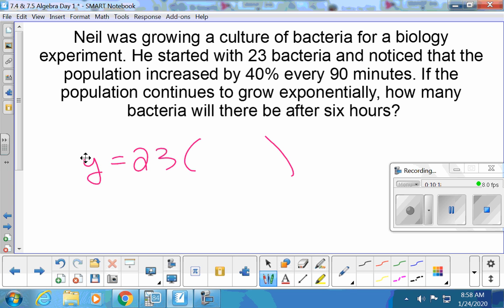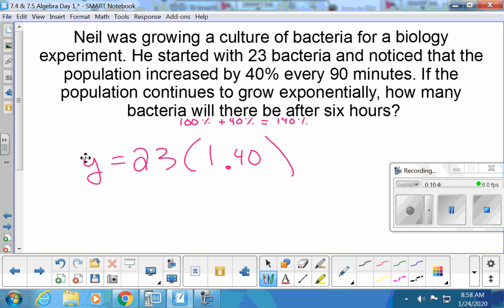4.5. I like the 0.40 idea, but we're actually going to plop a 1 out front, and here's why. You're going to be starting with 100% of your bacteria and adding a 40% after the 90 minutes, so that's going to give you 140% of your bacteria. Does that make sense? Now this is the hard part.